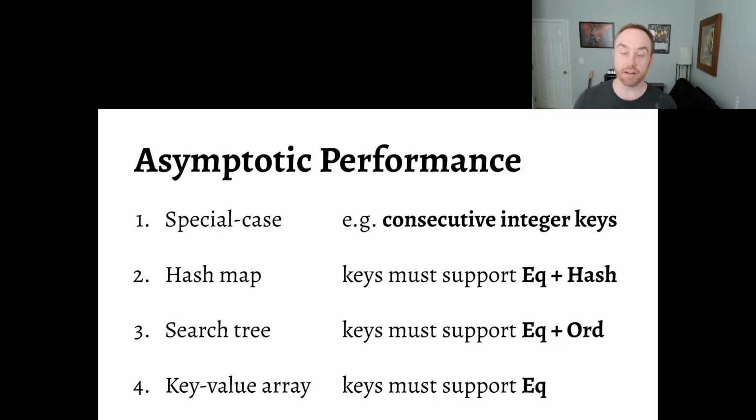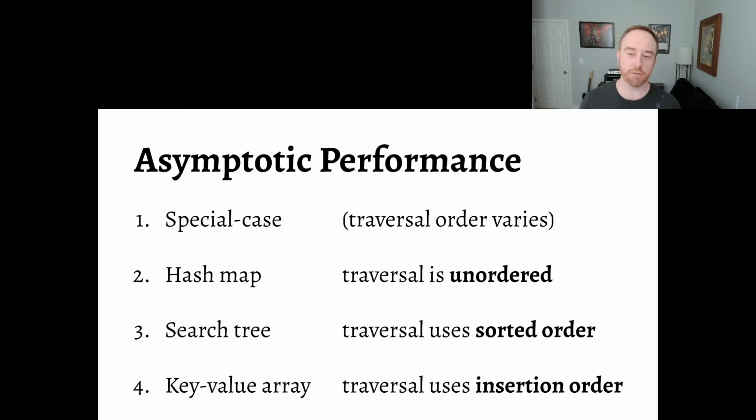So in terms of restrictions, key value array has the worst asymptotic performance, but the most lenient restrictions on your key space. The special case ones have the most stringent ones. So to me, the sweet spot for a dictionary in a standard library is probably somewhere in the middle, with the hash map or search tree.